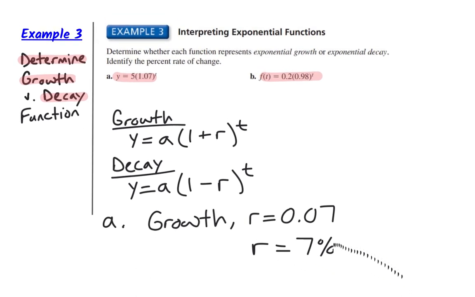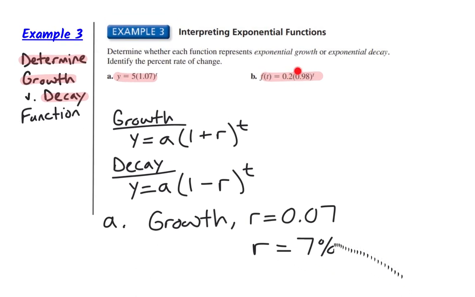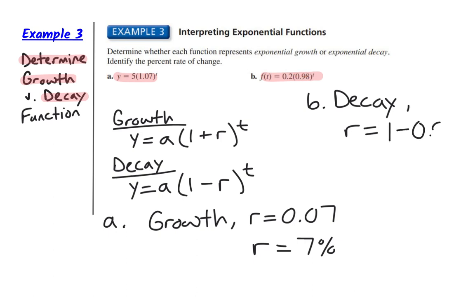On part B over here, on the other hand, our number inside of the parentheses definitely got smaller than 1. We had to have taken something away. And so for part B, we'll say decay. But we also need to know what r is. And r, we had to have gone from 1 to get to 0.98. So you can take 1 and subtract 0.98. And that would give you 0.02. And so therefore r would be equal to 2%.